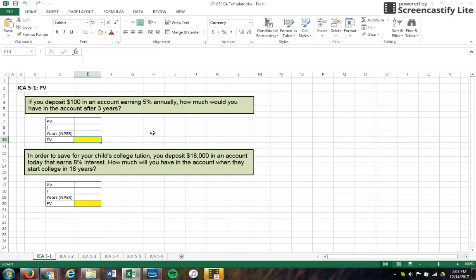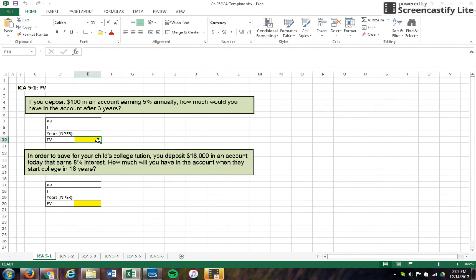Now, one of the best ways to work out time value of money problems is to use a timeline and to understand how that works. So if you're not sure how to use a timeline on this, go back to the PowerPoint slides and it will discuss how to use a timeline in order to visualize and graphically show time value of money problems. So for this one, we're looking to calculate the future value.